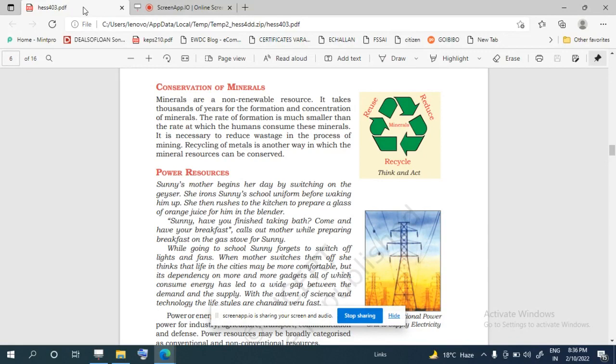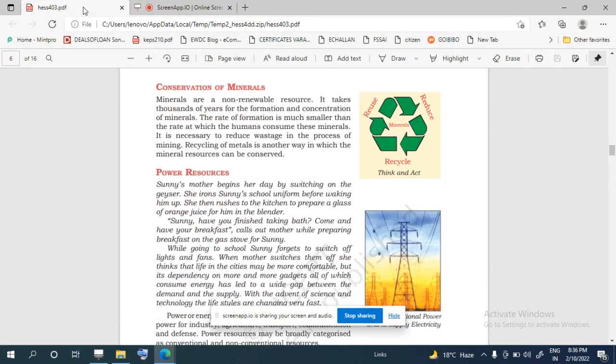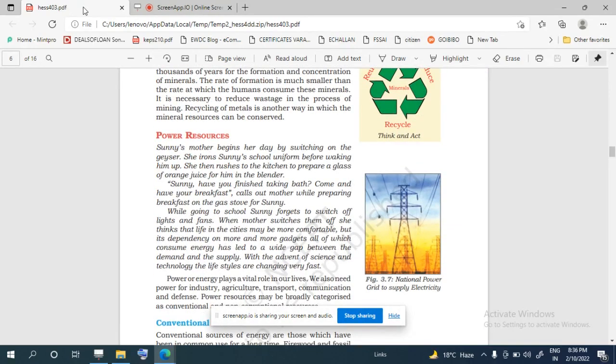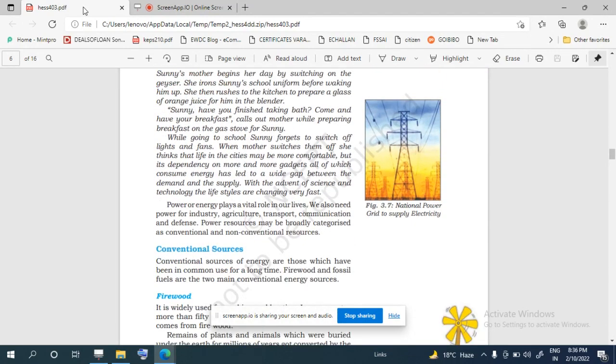We are doing the chapter Minerals and Power Resources, and in the previous class, we have completed the minerals, and now we will do power resources. As we all know, power plays a very important role in our lives. In modern time, we cannot think of our life without power, without energy. We need energy or power for everything, like for industry, for agriculture, for transportation, communication, defense.